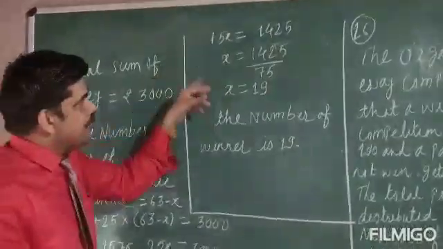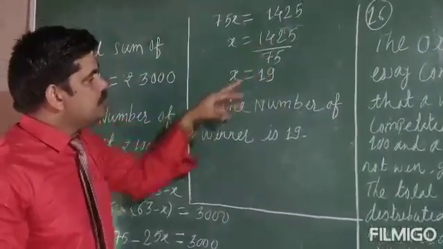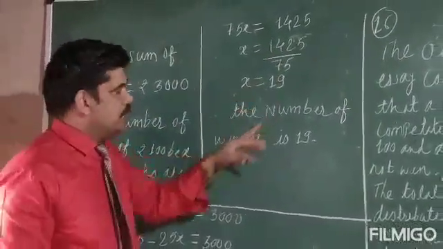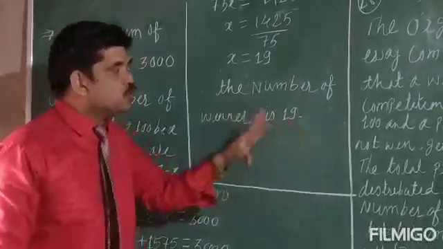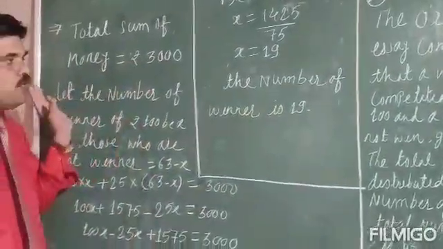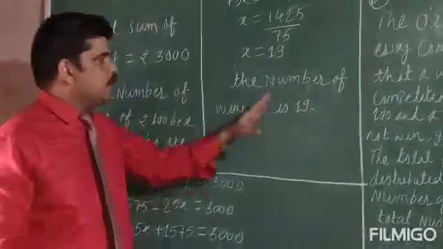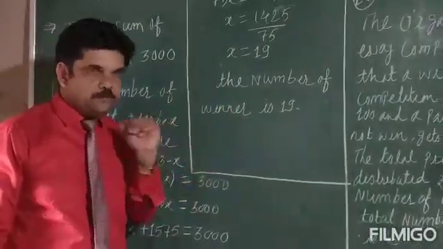75 is multiplied here, so it will be divided on this side. If you do this calculation, x is equal to 90. Therefore the number of winners is 90, because we considered x as the number of winners. So we got the answer: the number of winners is 90. Okay.